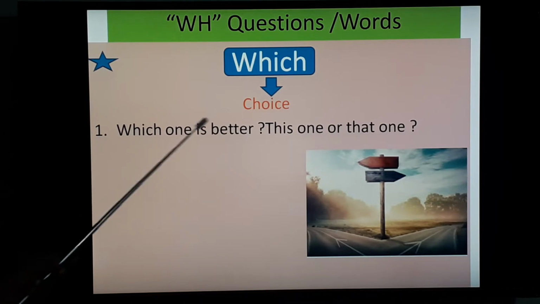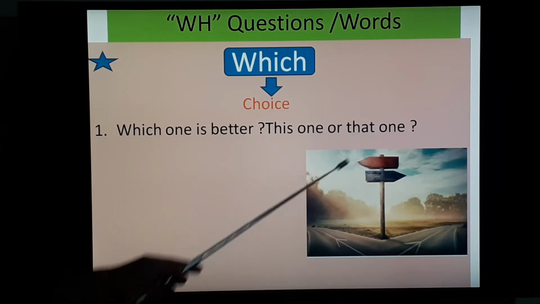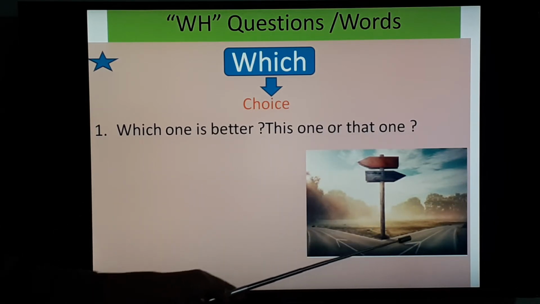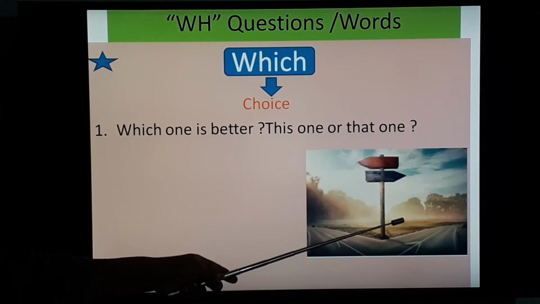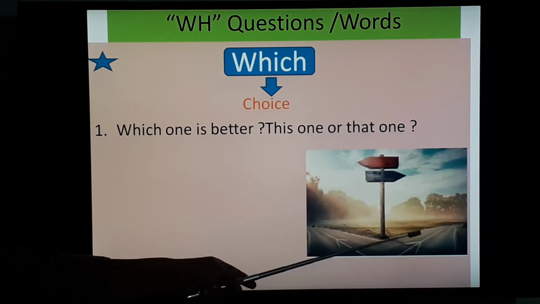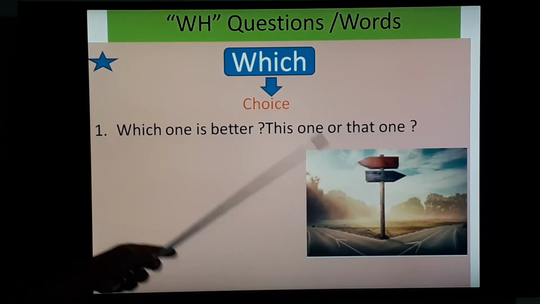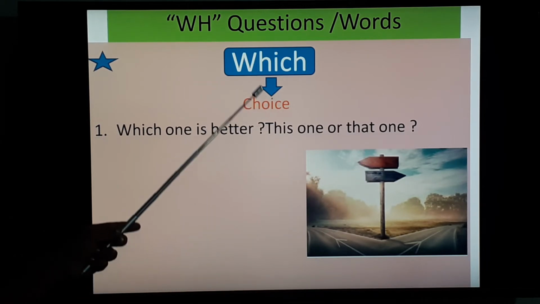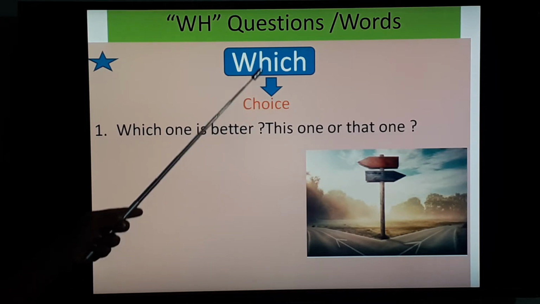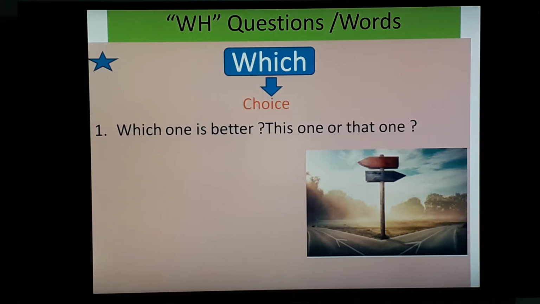First, which one is better? This one or that one? Means two directions, two ways are given. So, which one is better according to you? This one or that one? So, choose any one. If it is a matter of choice, then you have to ask a question with the help of which only.